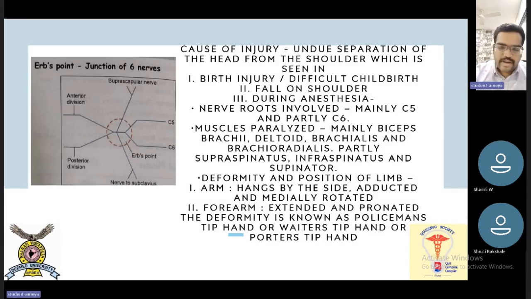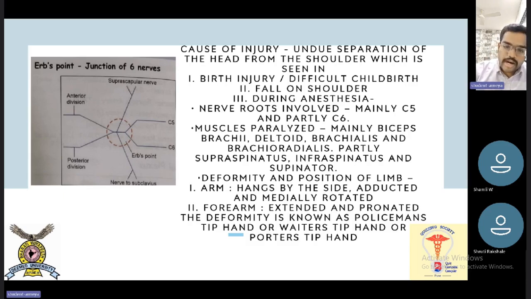Like the Zavanelli maneuver, but I'm not going to go into details of that because that is not the topic. So what can happen is there is undue separation of head from the shoulder. To understand this point, you have the mechanism of labor. Although it's not the topic of discussion, I'll still like to tell you that the mechanism of labor goes by the mnemonic "end diastolic flow, ice red."